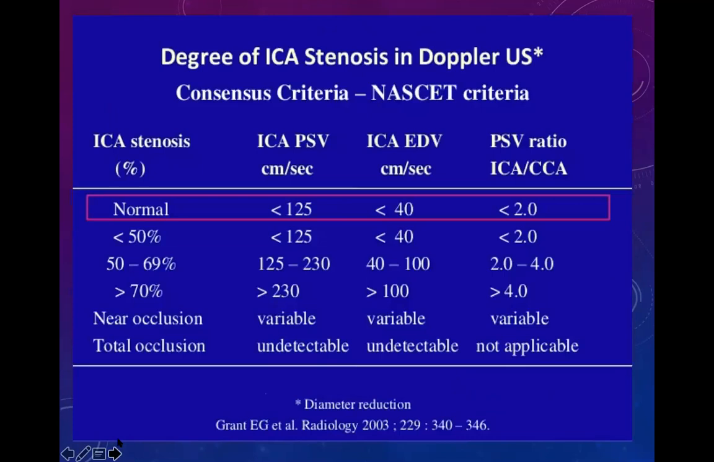For the degree of ICA stenosis in Doppler ultrasound, in the consensus criteria or NASCET criteria, the normal will have a PSV of less than 125 and EDV of less than 40. So we took the magic figure of 2, as you would remember in the femorals also the magic figure was 2. Less than that is less than 50% stenosis. A ratio of 2 to 4 is 50 to 69% stenosis. More than 70% is a PSV ratio of 4. Near total occlusion can be variable depending on the operator. A totally occluded artery will have undetectable flows. Now, to declare an undetectable flow, you really have to be an expert in that. You really have to reduce your PSVs.